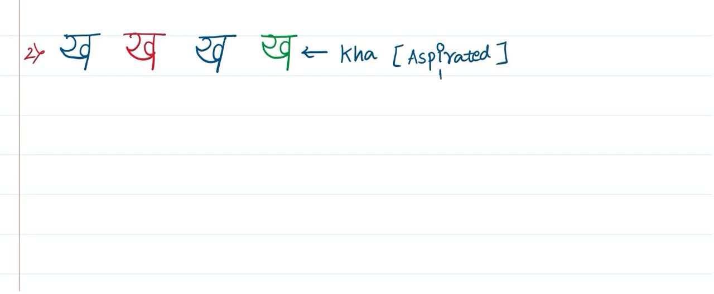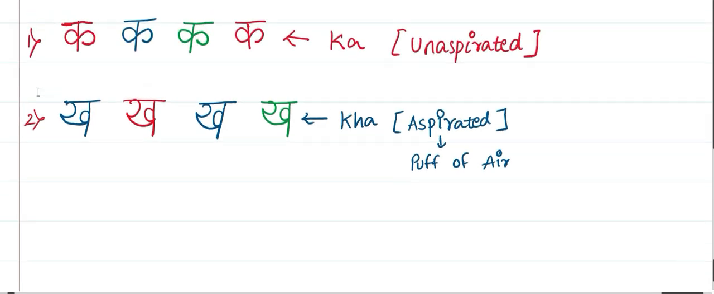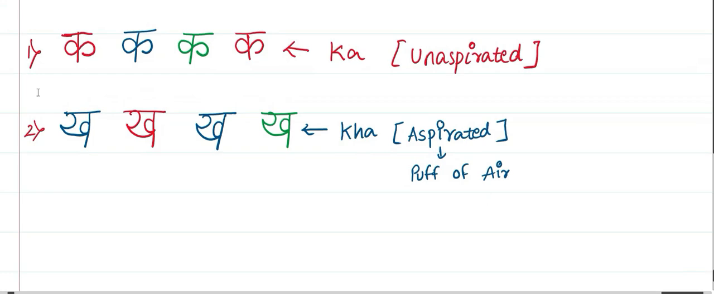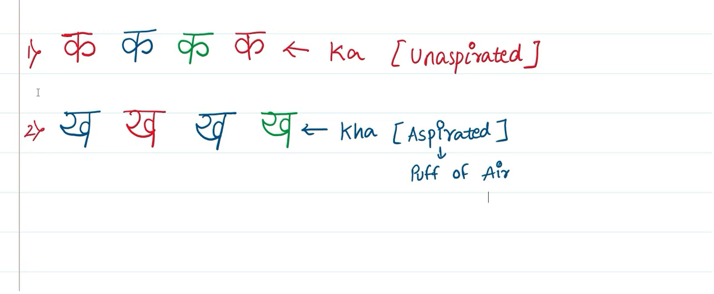In aspiration, there is a puff of air coming out of your mouth, like k, k, k. So you have to force some air out of your mouth to say this consonant. I'll say the first one is k and the second one is kh. The first one is k, the second one is kh.